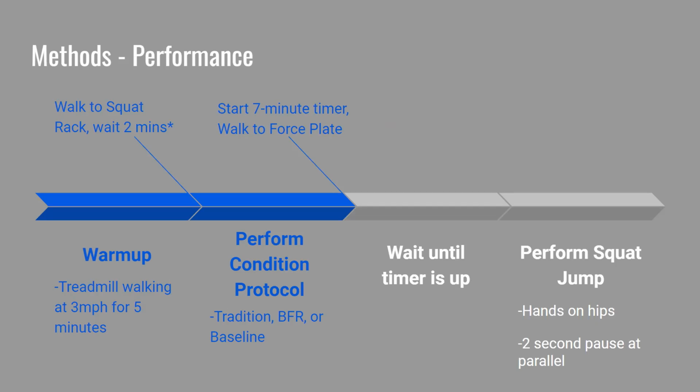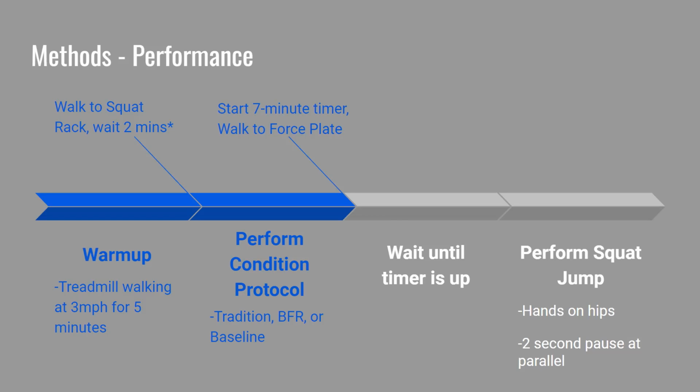All right, so for our methods, we started with a warm-up. The speed was increased to 3 miles an hour on the treadmill, and the participants started their 5-minute walk. After this, they walked to the squat rack and waited 2 minutes standing. There's an asterisk there to say that during condition 2, the one with no squat intervention, the rest period was 2.5 minutes instead of 2, just because we had to make it 30 seconds longer since there was no squatting being performed.